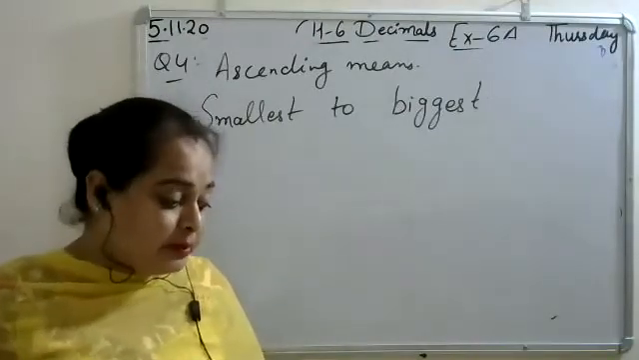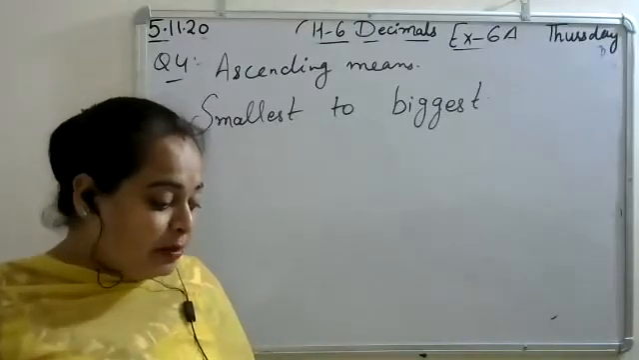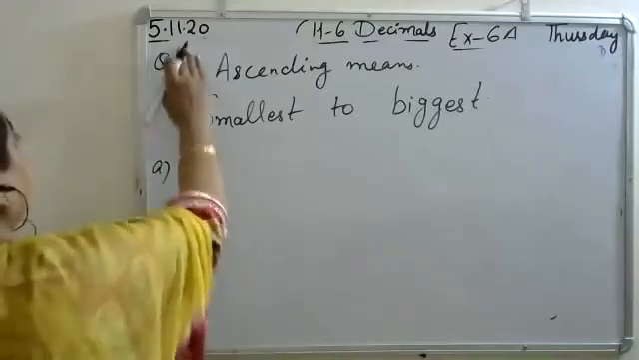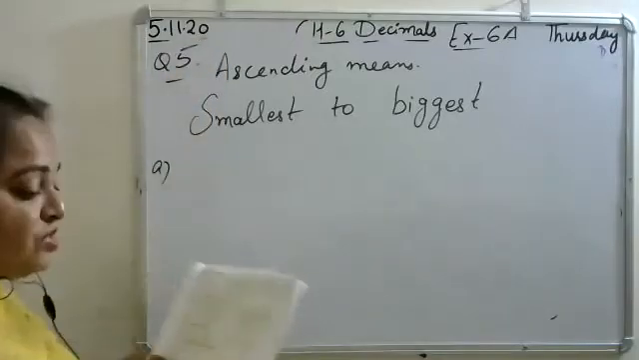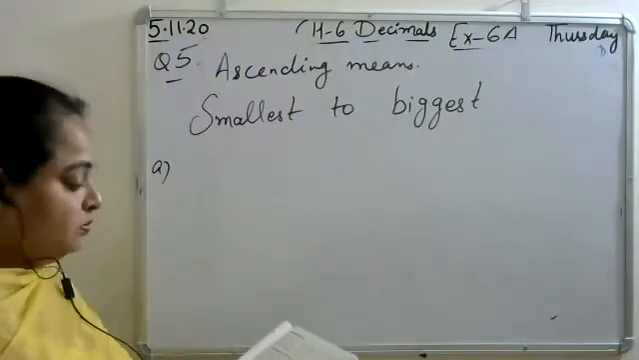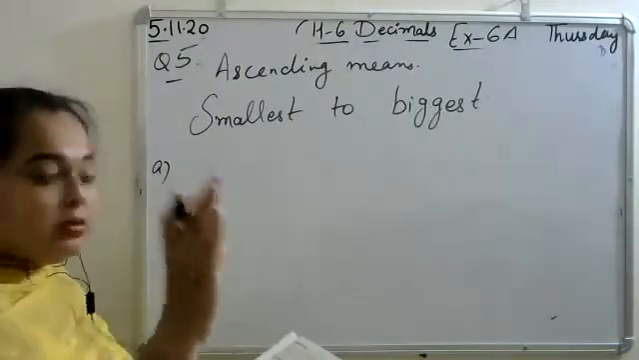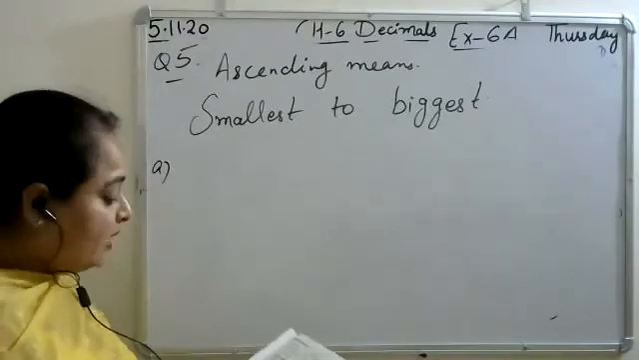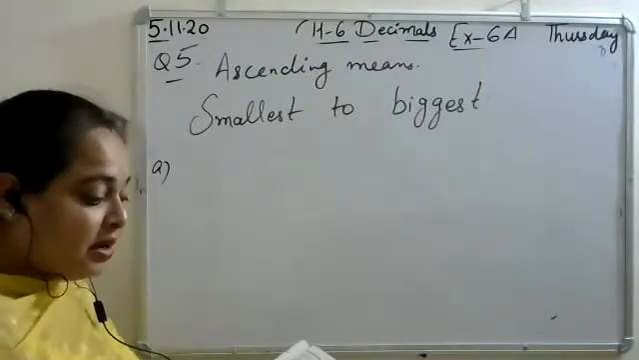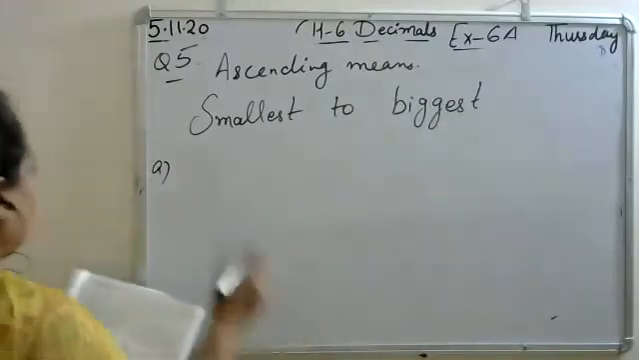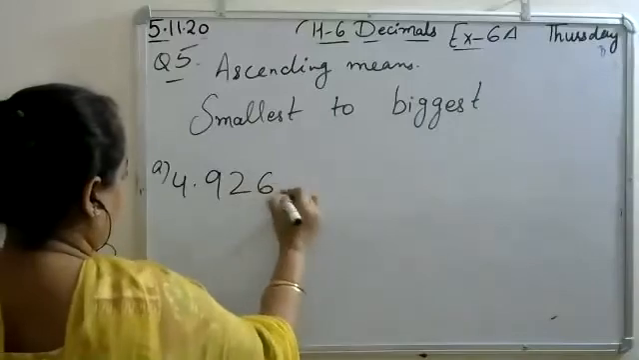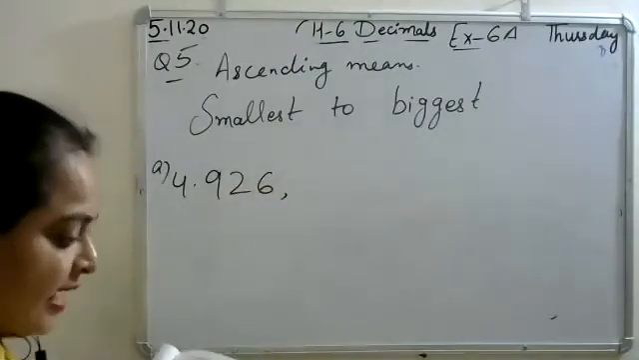Now tell me, which number is smallest? Five decimal numbers are given to you. Out of these five numbers, which decimal number is smallest? Yes. So 4 decimal 926. Then next.